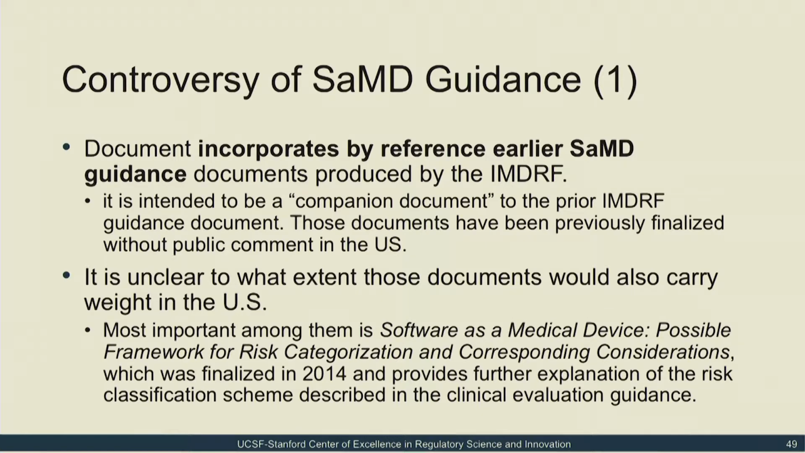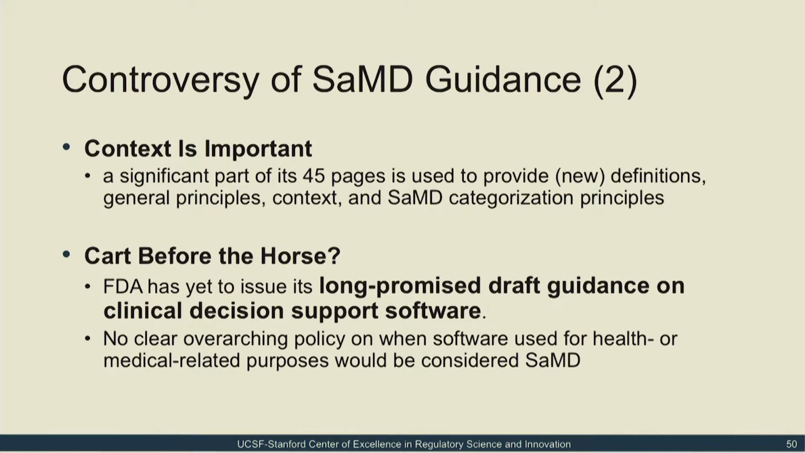Most important among them is Software as a Medical Device: Possible Framework for Risk Categorization and Corresponding Considerations, which was finalized in 2014 and provides further explanation of the risk classification scheme described in the clinical evaluation guidance. How the draft guidance, if adopted, would square with FDA's classification of medical devices is today unclear. Context is important, and the draft guidance does use terminology defined in other IMDRF documents. However, FDA has not officially adopted the terminology.